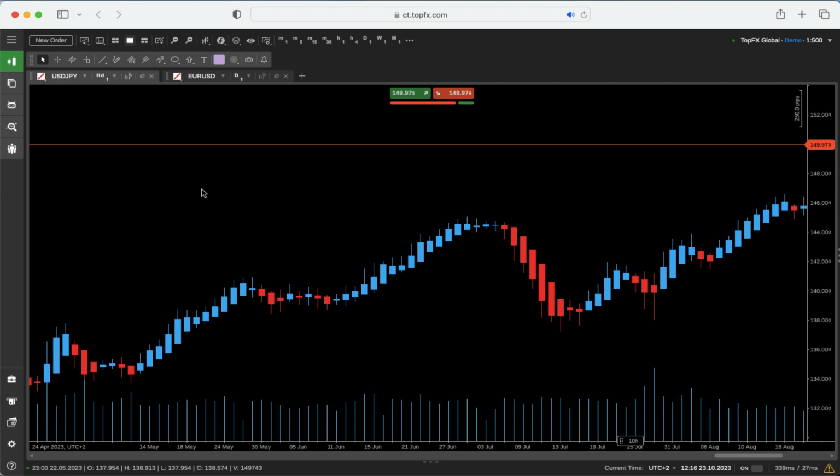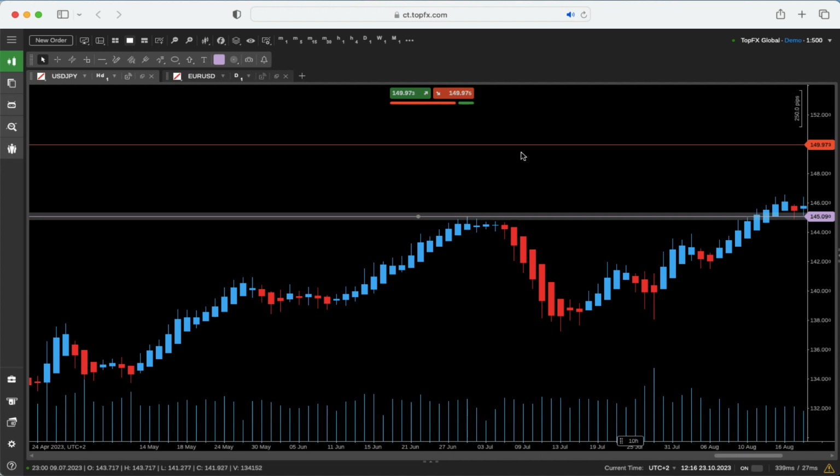So for example, let's add some kind of lines here. I would like to add a horizontal trend line, a horizontal support line. Okay, so we broke above it, right? That's the last swing high. We broke above it. Now look, we decided to go lower, test it.